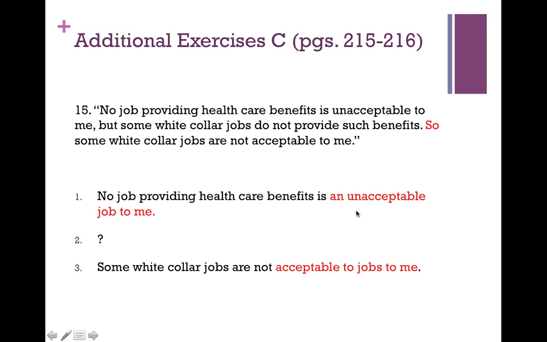So there are two classes of things: the class of jobs that are acceptable to me, and the class of jobs that are unacceptable to me. These are not the same. They're just different classes. So we have to have our major term in our major premise align with our conclusion, or we're going to be reasoning in an invalid way to begin with, if we're just not talking about the same exact things. So we have to modify one of these two statements.